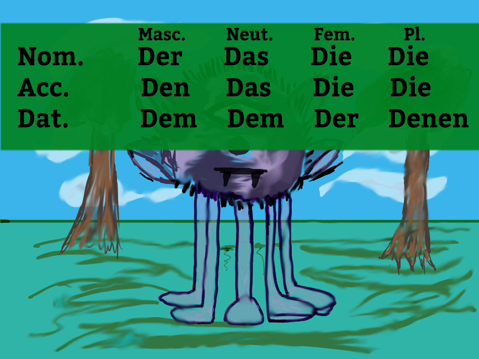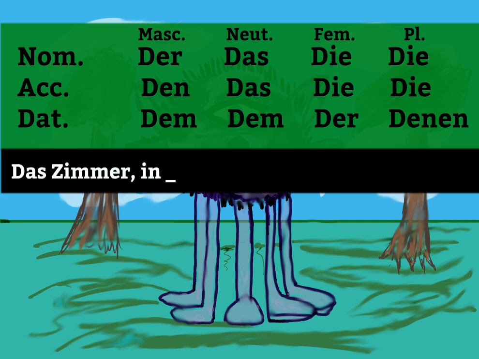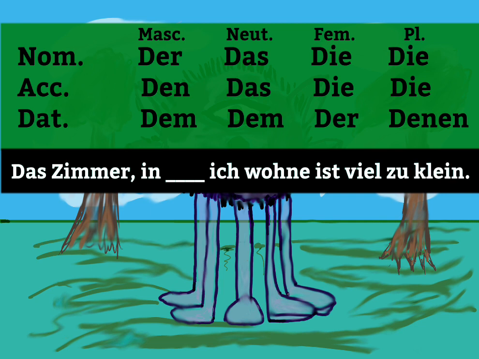So the first example, das Zimmer in blank ich wohne ist viel zu klein. So the room in which I live is much too small. Now that word in, and the fact that you are in the room, it implies that it's dative. So I would say, das Zimmer in dem ich wohne ist viel zu klein.